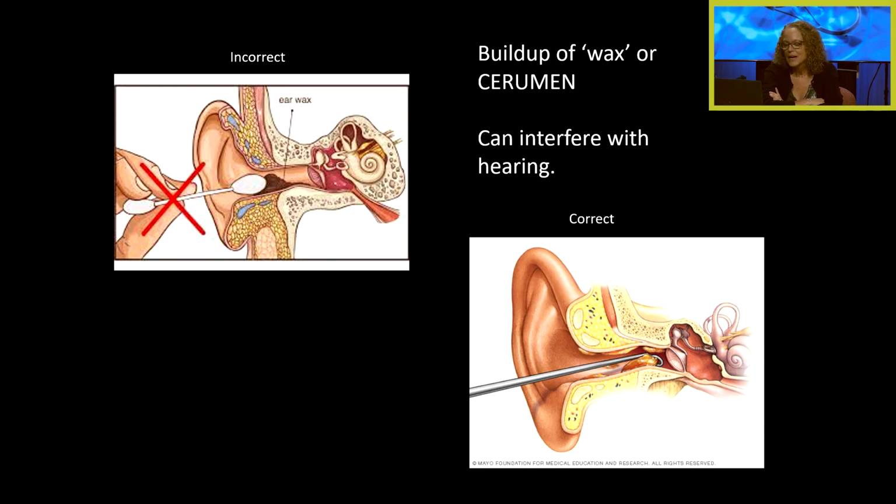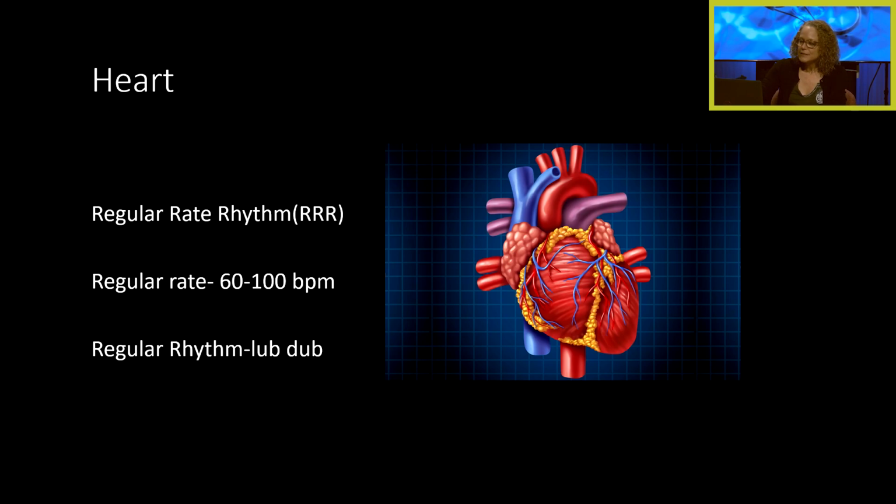Okay? All right, so we are going to move on, and we are going to talk about the heart. So, assessment of the heart. There are a couple things we look at here. A lot of times in the charting, when they have identified that they've assessed the heart, they will write RRR. And what they mean by that is regular rate and regular rhythm.